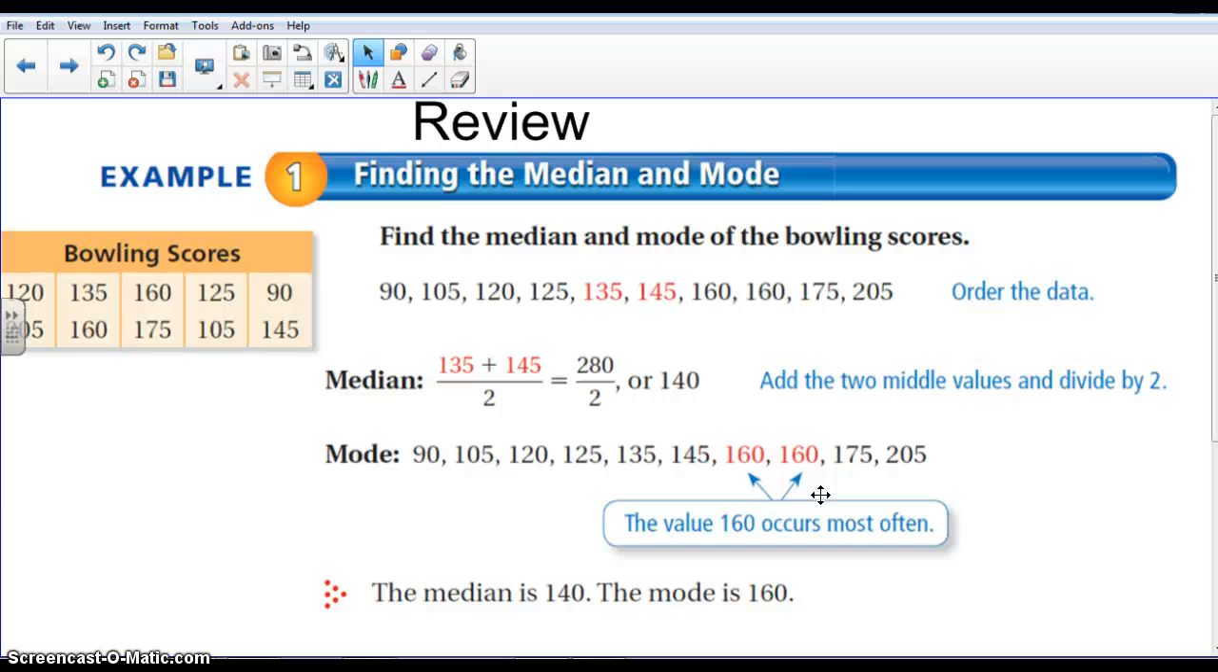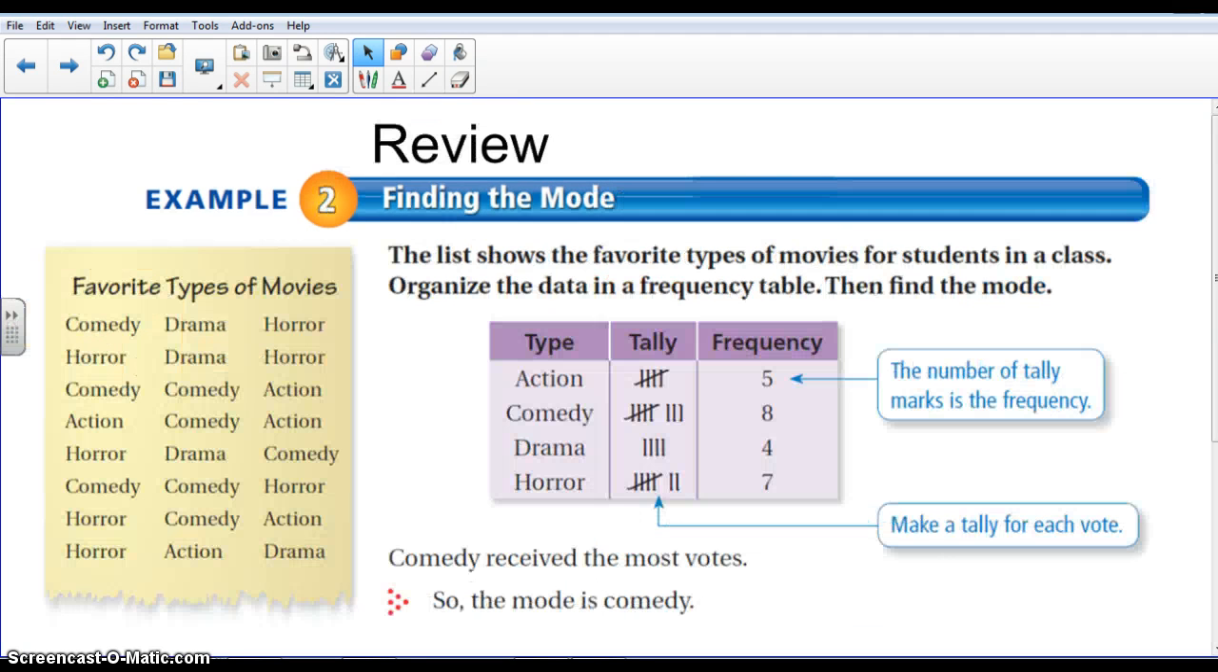On your own, number 1, the median is 12 and the mode is 20. Number 2, the median is 95, and in this case, there is no mode. All right, let's move on to example 2. Again, this is a review.